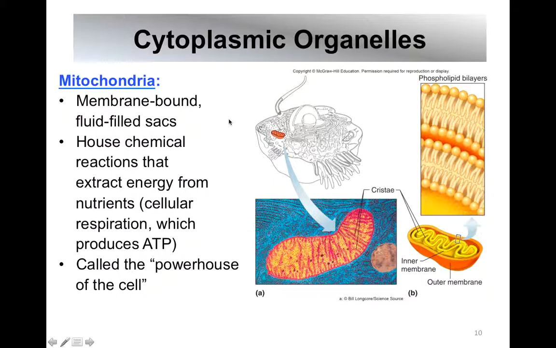Mitochondria. Mitochondria have a double membrane, so they have an inner membrane and an outer membrane. And the mitochondria is where cellular respiration takes place. Cellular respiration is how we make our ATP. And ATP, if you remember, is that energy for the cell. It's what the cell uses for energy. So mitochondria is where that happens. So this is where cellular respiration takes place.